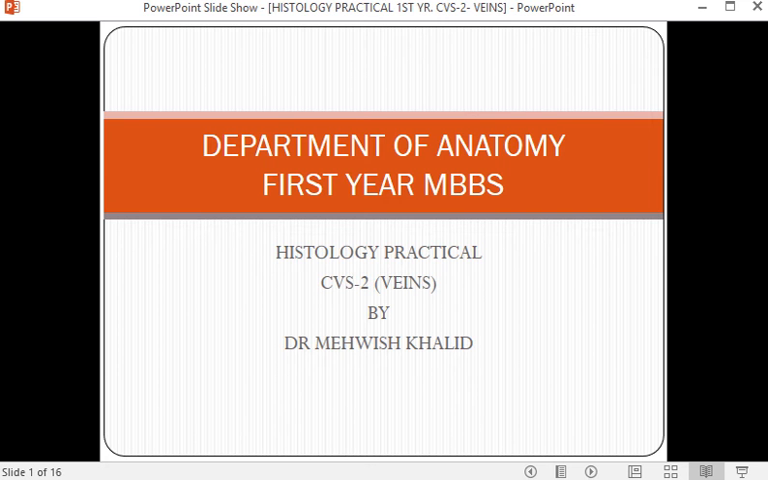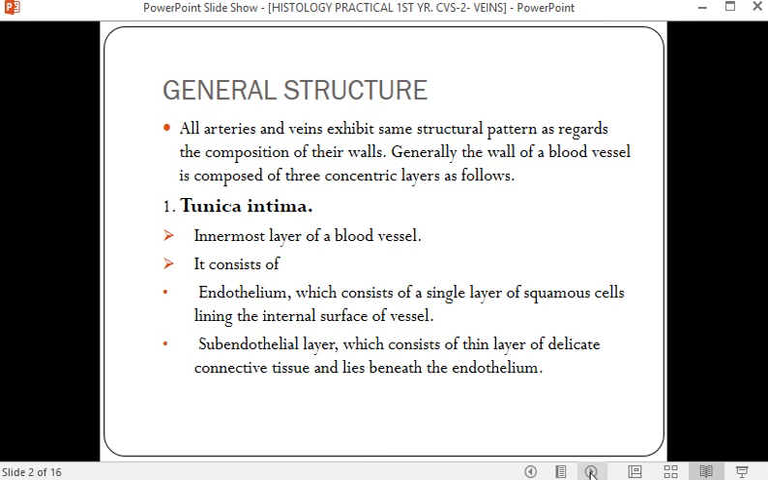Bismillahirrahmanirrahim. Today our topic of histology practical is veins. We'll revise the general structure of arteries and veins first, and then we'll discuss the veins in detail. All arteries and veins exhibit the same structural pattern in the composition of their walls.